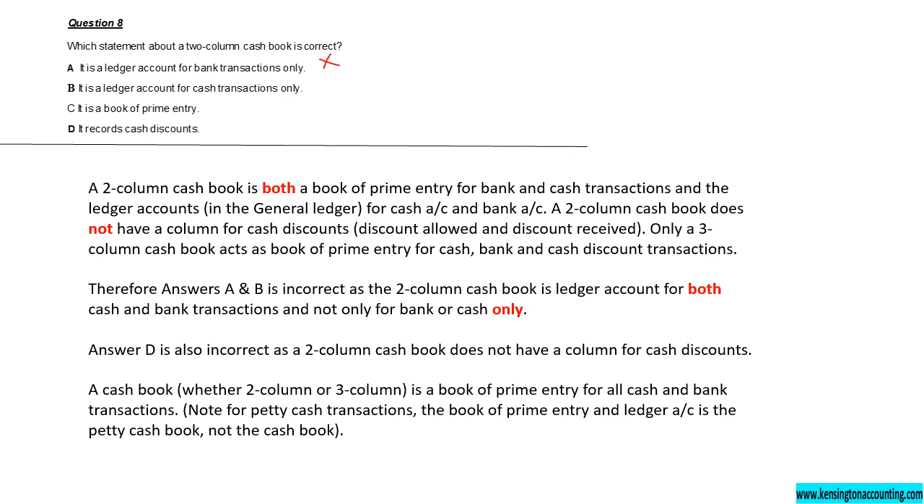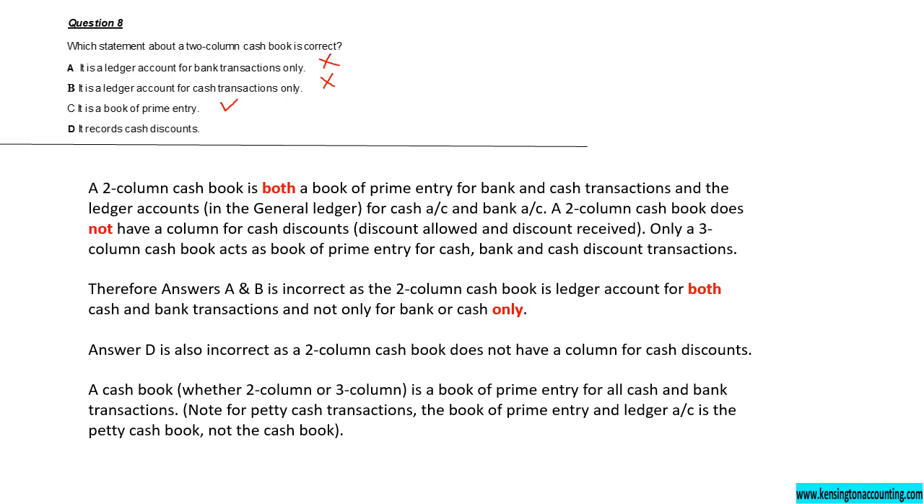B, it says it is a ledger account for cash transactions only. That's also wrong because the 2-column cash book also includes a column for bank transactions. C, it is a book of prime entry. That's correct. A cash book, same as a petty cash book, is a book of prime entry as well.